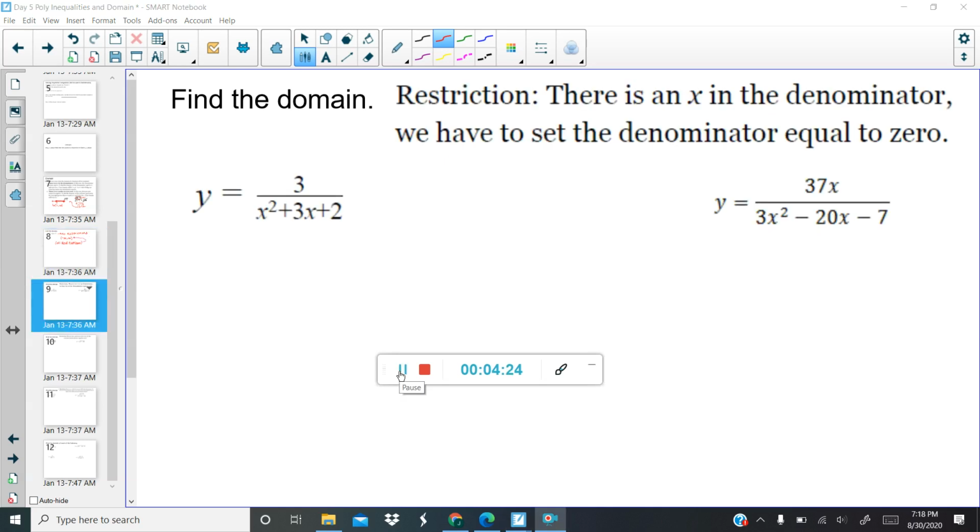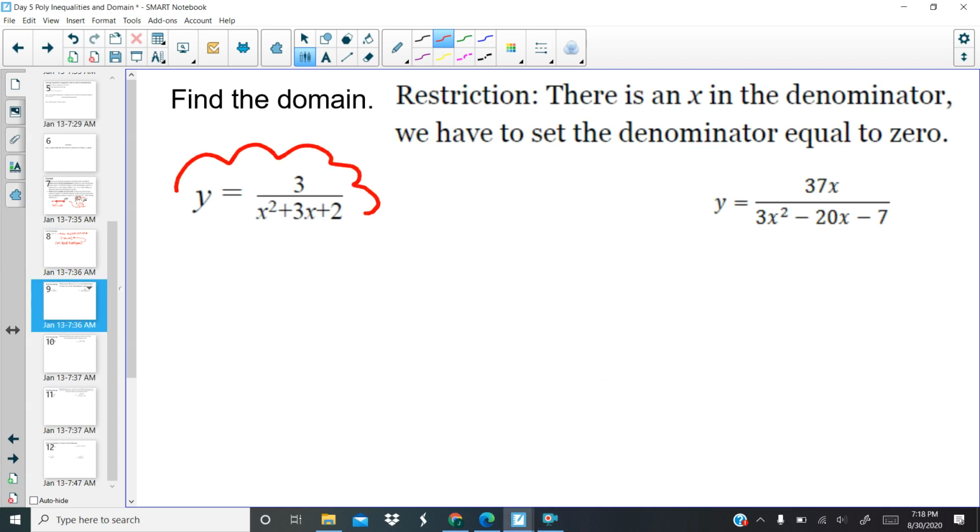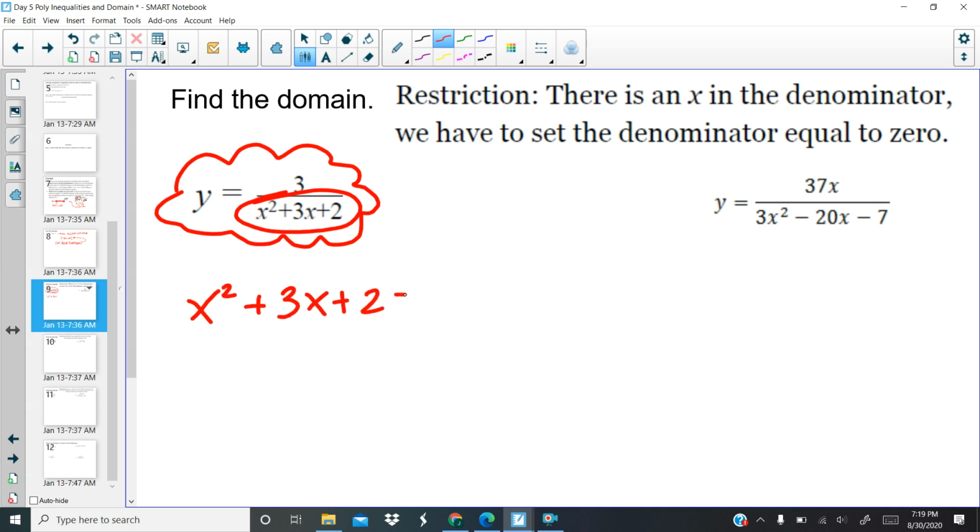Here are a couple of examples, and we're going to do the first one together. This would be an example where you do have a restriction because you have an x in the denominator. The method you're going to use is to set the denominator equal to 0, because then you find the x values that make that denominator 0, and those are the values that cannot work. So we're going to set x squared plus 3x plus 2 equal to 0. Then we have to find where this x squared plus 3x plus 2 equals 0.